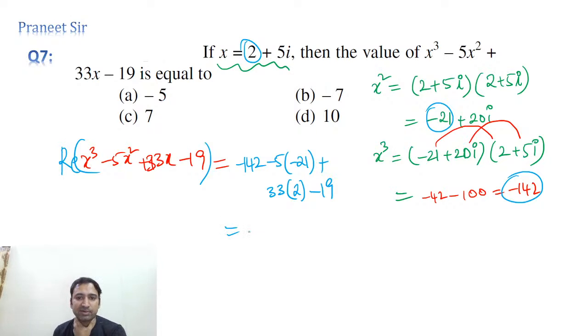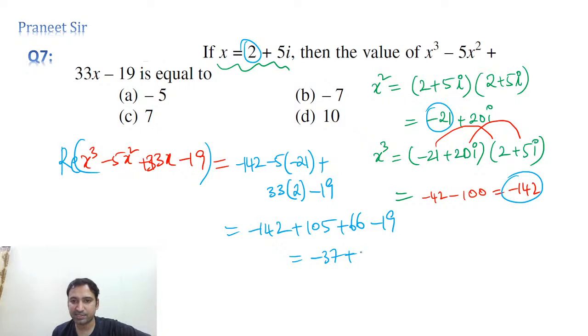So when we do this, how much do we get? Minus 142 plus 105 plus 66 minus 19. That's what we're getting. So now let's simplify this. If you simplify this, minus 37 plus 66 minus 19, which equals how much, guys? 47. 47. So how much are we getting? 10 we are getting.